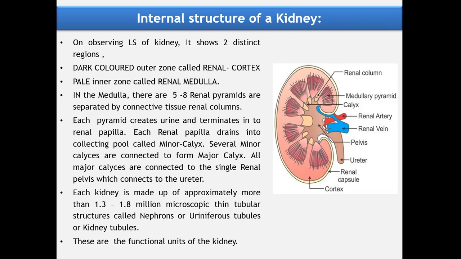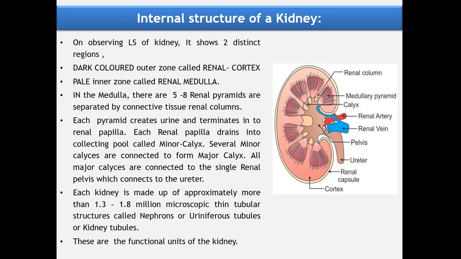Each kidney is made up of more than 1.3 to 1.8 million microscopic thin tubular structures called nephrons. So, the nephrons, what is the number? 1.3 to 1.8 million in each kidney, and we cannot see them because these are microscopic, very thin tubular structures. These are also known as uriniferous tubules or kidney tubules, and these are the functional units of kidney.